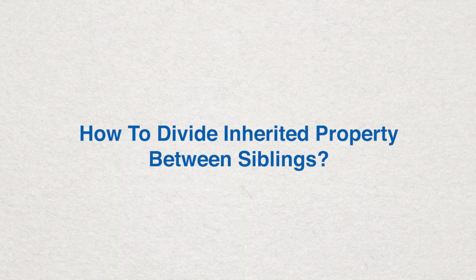How to divide inherited property between siblings. When people pass away, they often leave behind bank accounts, investment accounts, retirement accounts, real property like homes, rental properties, and other personal assets as inheritance for their loved ones they're leaving behind. But how do two or more siblings divide up inherited real estate and other property? This question has caused countless family quarrels for centuries.